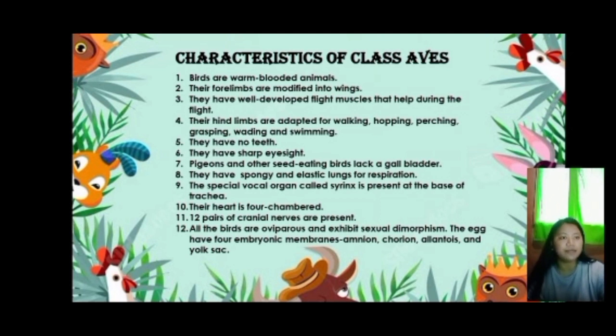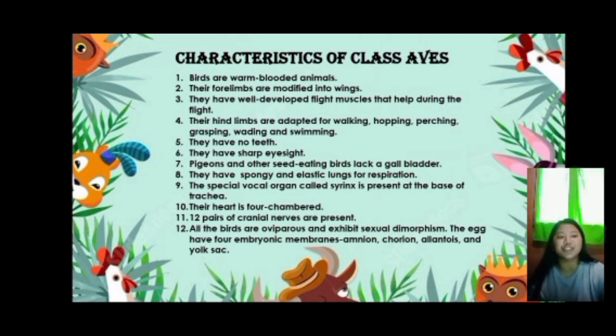Their hind limbs are adapted for walking, hopping, perching, grasping, wading, and swimming. They have no teeth. They have sharp eyesight. Pigeons and other seed-eating birds lack a gallbladder. They have spongy and elastic lungs for respiration. The special vocal organ called syrinx is present at the base of the trachea.